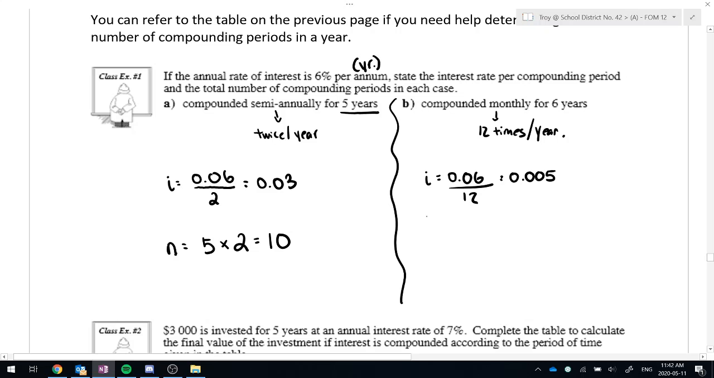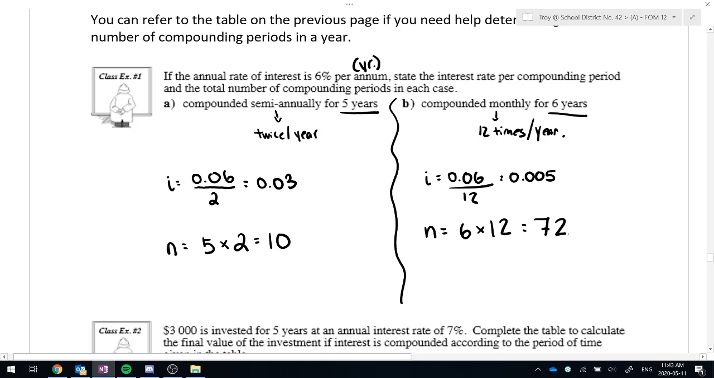Okay. And then our n value, total number of compounding periods. Again, this is going to be sitting in the account for 6 years, and we're going to multiply it by 12 because it's being compounded every month. So we get an answer of 72 for that one, total compounding periods.